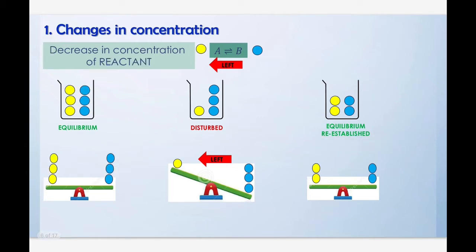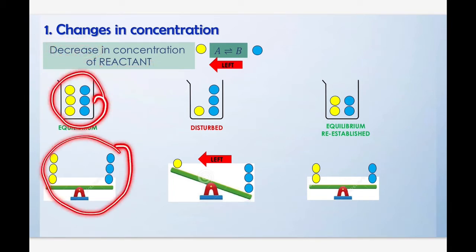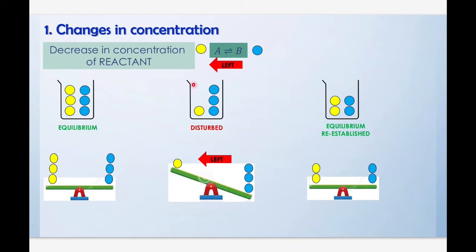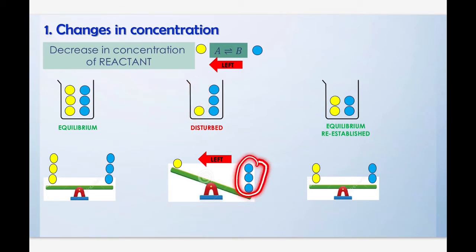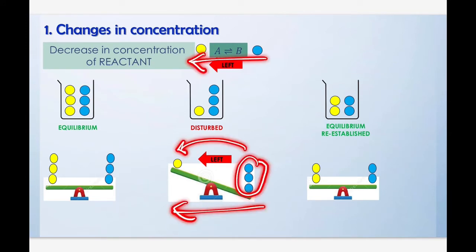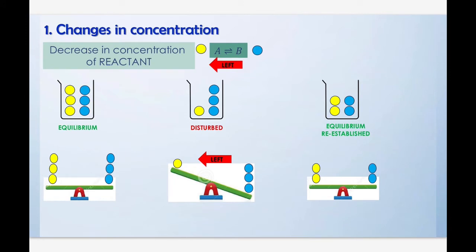Next kita tengok pula, okay, sama juga kita ada equation A will produce B. So as we can see there, the system is in equilibrium, yang mana kita ada 3 mol A dan 3 mol B. Tapi kita decrease the concentration of the reactant, menyebabkan the chemical system is being disturbed. So what will happen? Net reaction will happen to reduce the disturbance, causing the system to shift to the left to produce more reactant. Okay, this will happen until the equilibrium is being re-established.